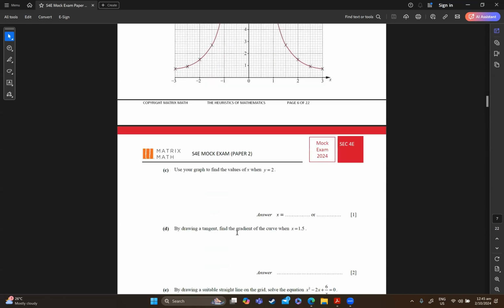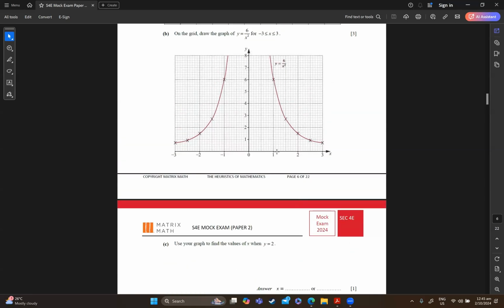Okay, part D. Draw a tangent. Find the gradient of the curve when x equals 1.5. So when x is 1.5, it's somewhere over here. You have to draw a tangent. So you can draw a tangent to the curve where x is 1.5. Then you go and calculate the gradient, okay?